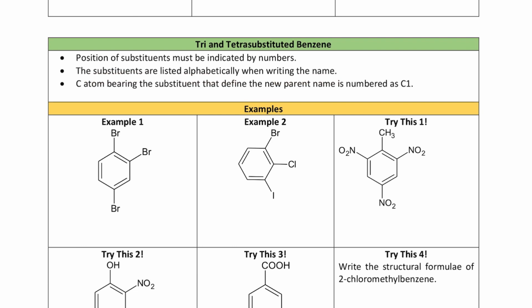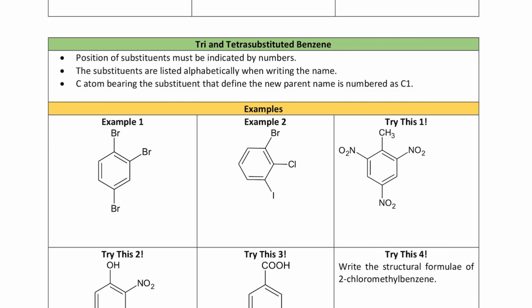Now we have more than 2 substituent. Kita ada 3, 4 substituent. So cara kita nak tulis sama macam alkane lah. Kita akan start dengan alphabetical order yang lebih rendah lah. Tapi numbering tu macam biasalah, kita prefer lower number. And then carbon atom bearing the substituent that define the new parent is numbered as carbon 1.